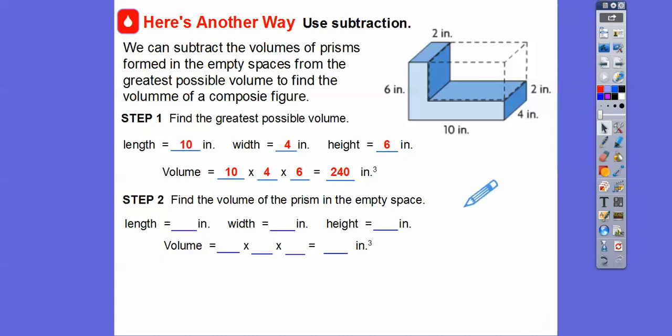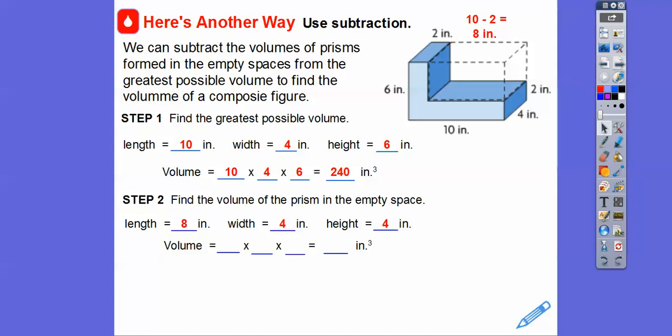So its length right here, now the whole length is 10, so if we took off this little 2 right here, I'll write it right up here, this is going to be 10 minus 2, or 8, okay? So that's going to be 8 right there. And then the width is still this 4 inches right here. And then the height over here, it's not 6, it's going to be 6 minus this 2 right there, or 4, okay? So we get 4 on that side over there, okay?